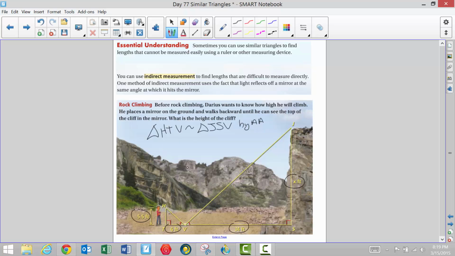So I know that the ratios are going to be congruent by angle-angle. So if I have 5.5 over x equal to 6 over 34, I can solve this proportion by cross multiplying. So I have 6x equals 5.5 times 34. I take my calculator and do 5.5 times 34, and I get 187. So I get 6x equals 187, therefore divide by 6.